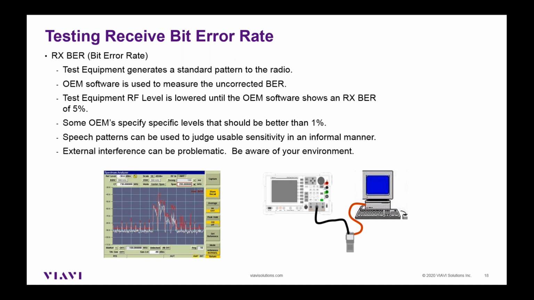So you can actually adjust the level down until the receiver indicates a 5% bit error rate. Most people just inject the required amount and see that it's at least better than 5% at that level.